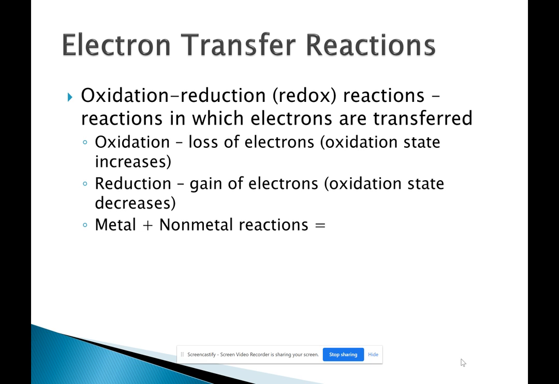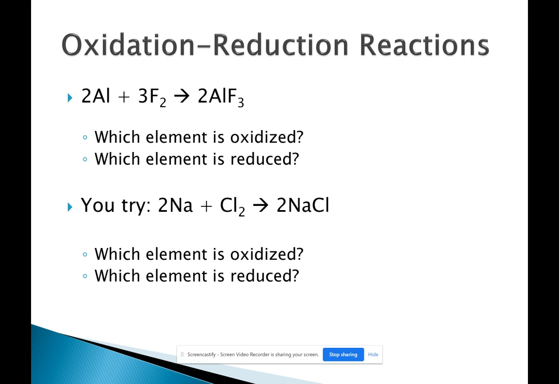When you have metal-nonmetal reactions, the metal always forms a cation. The metal always loses electrons, so the metal is always oxidized. The nonmetal always gains electrons. It's always reduced. So if you have a simple metal-nonmetal synthesis reaction and you're asked to identify what's oxidized and what's reduced, it's very simple because the metal's oxidized, the nonmetal is reduced.